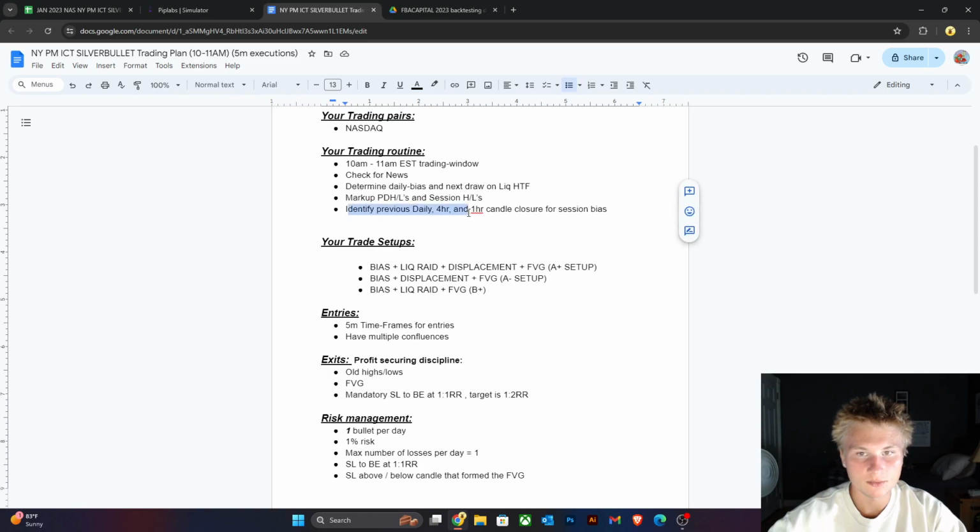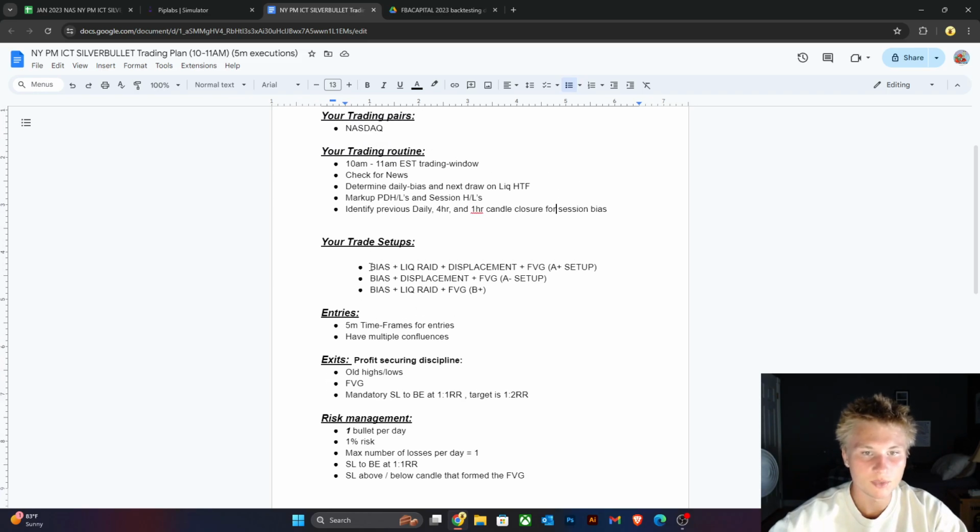And I'm going to identify the previous daily, 4-hour and 1-hour candle closure for session bias. And as well, I will be looking at higher time frame gaps as well.